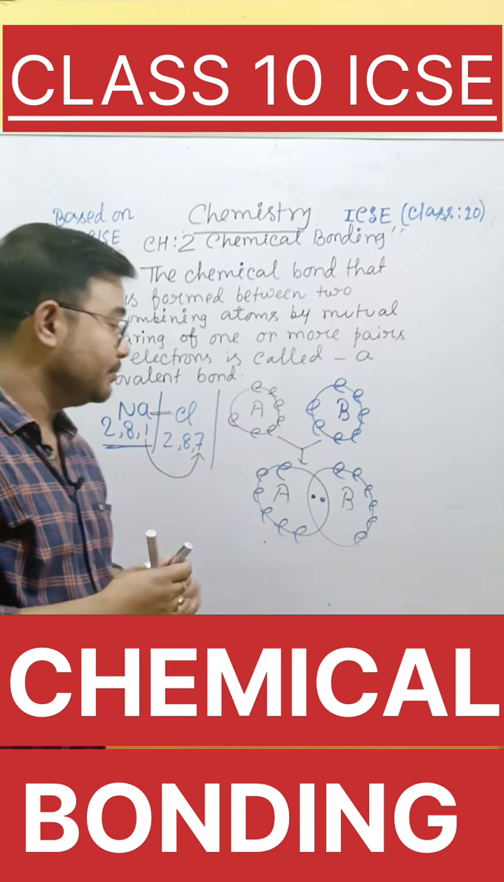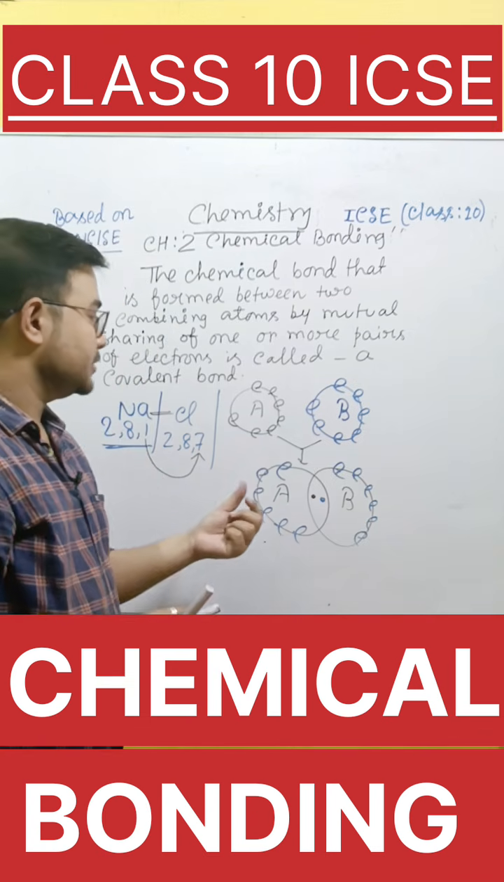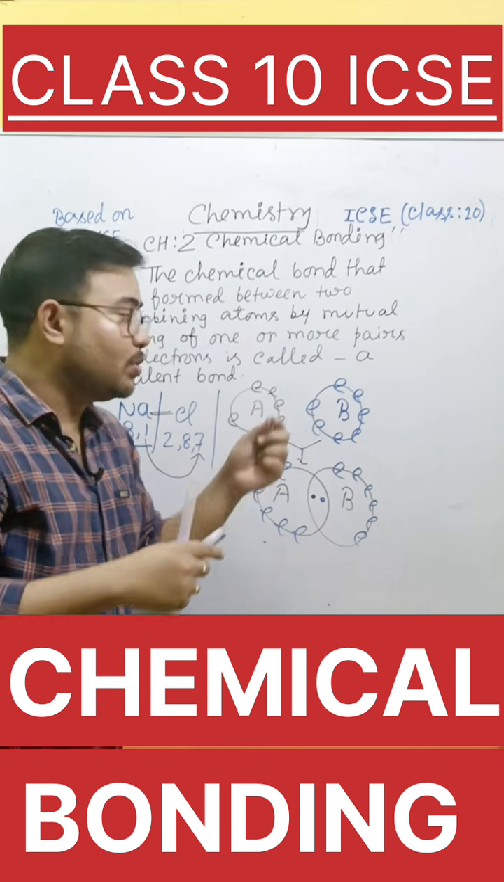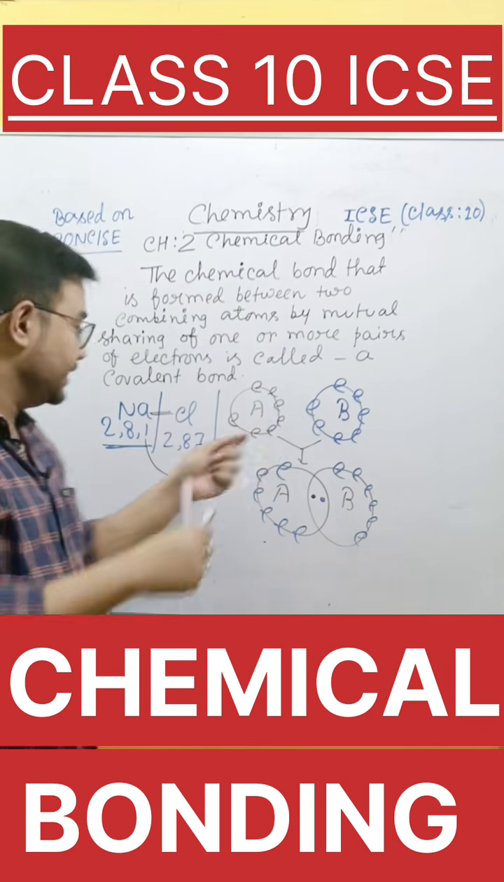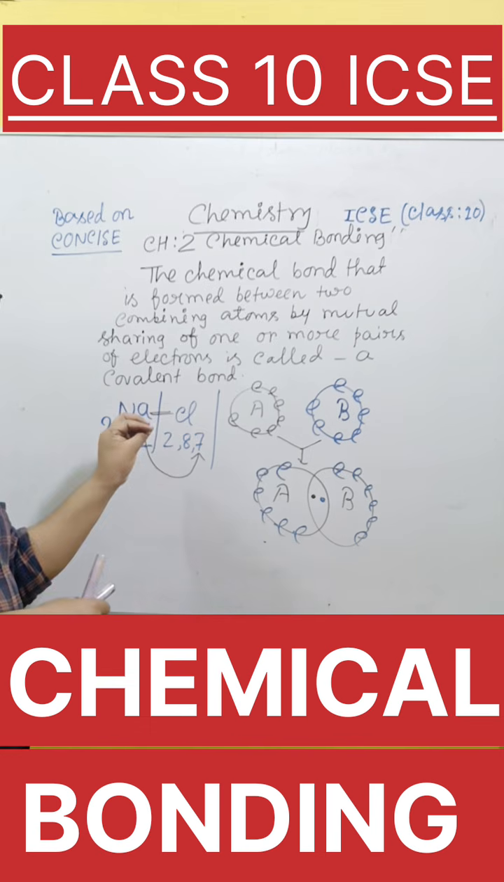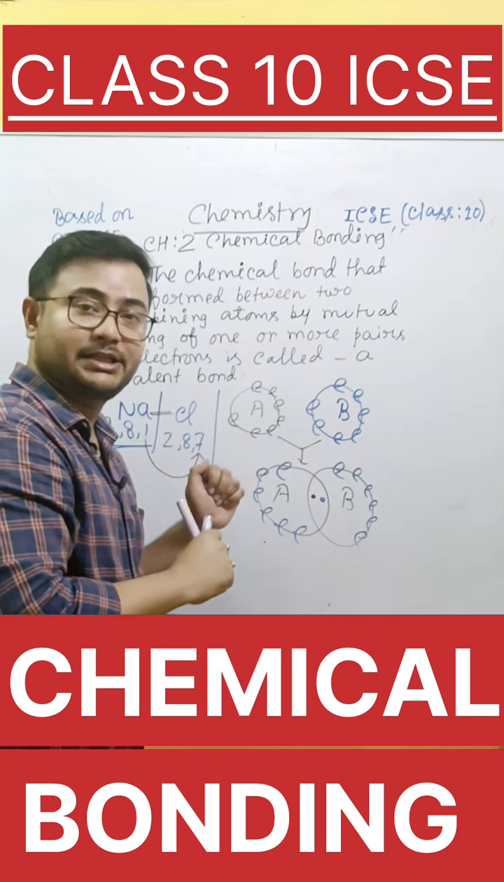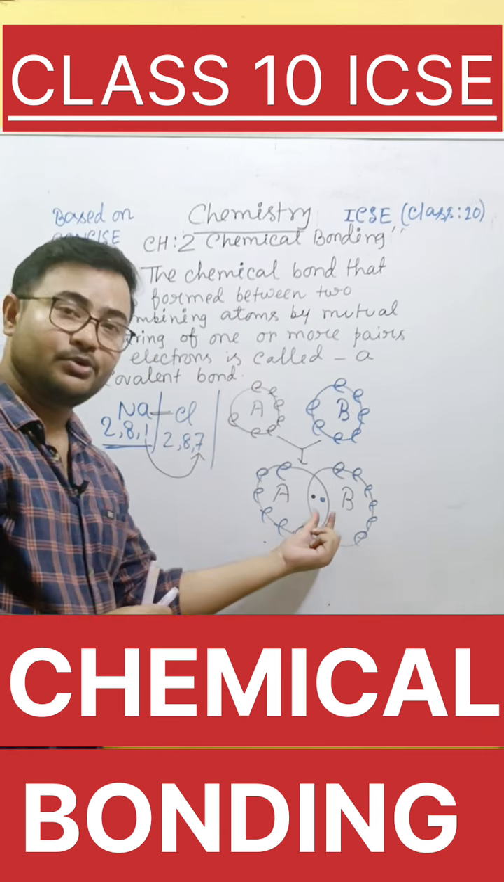Do you understand why both create the common space? Because both the atoms have a tendency to accept. No one is present here to donate. Here sodium donates and chlorine accepts, so they can form a bond. But here both the atoms have the tendency to accept. So that's why they create the common space.